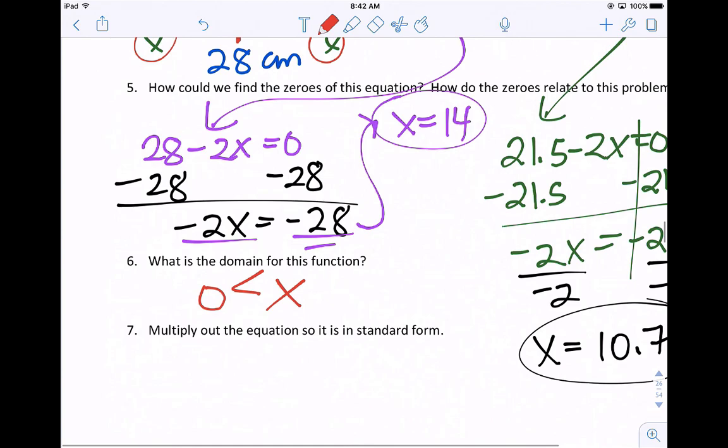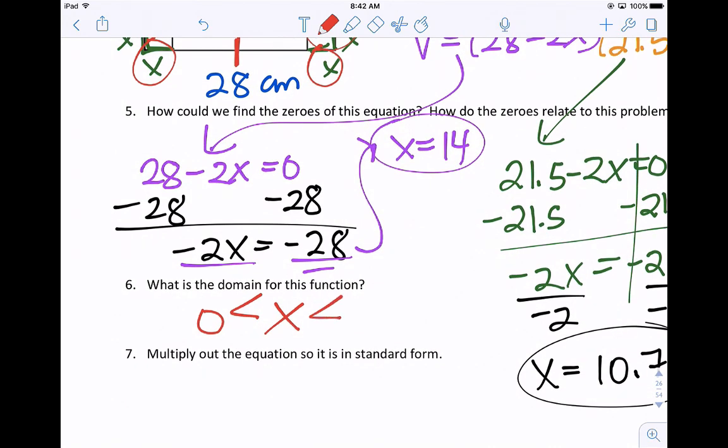When we're writing the domain then, it makes sense that the largest cut we could make would have to be less than 10.75. If we cut out anything bigger than 10.75 from each side, that smallest side would not fold up. So the domain in this situation talks about what you can cut out from each side, and that number would have to be between 0 and 10.75. Anything bigger, and there'd be nothing left to fold up.